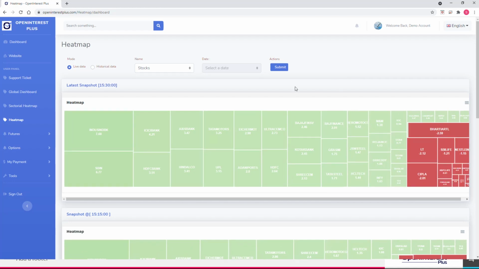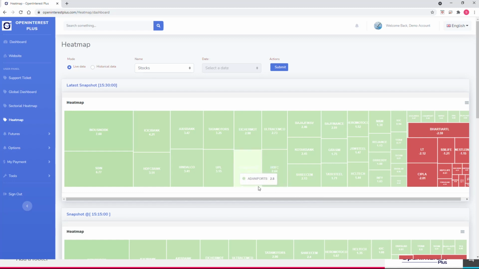So for example, if you look at today, especially the banking as well as the finance stocks were performing really well, so they were here. And from the sector heat map, we also said that the metal sectors were performing well. So we have Hindalco here, Tata Steel, JSW Steel, all those.